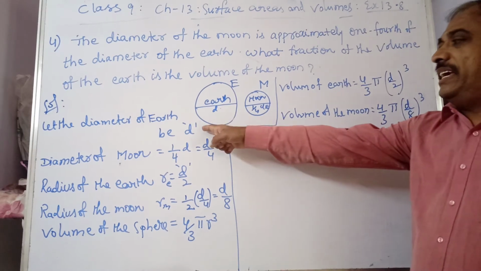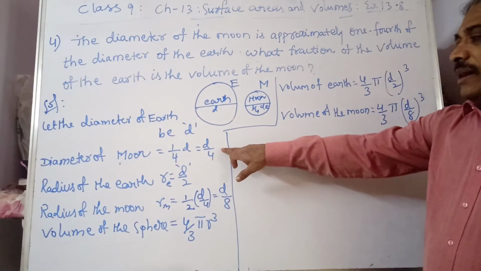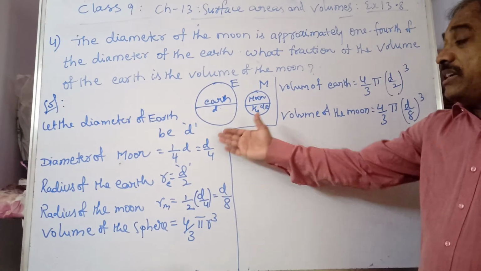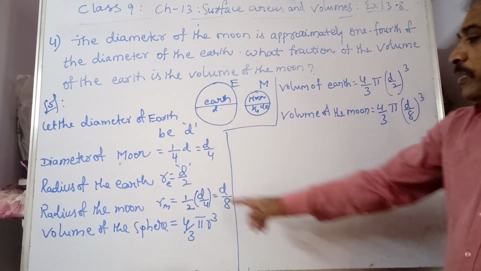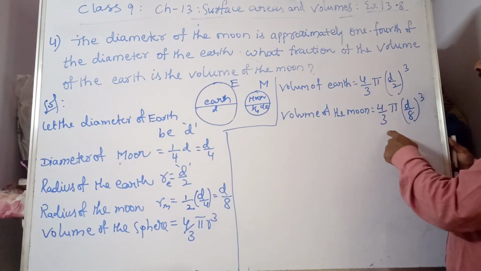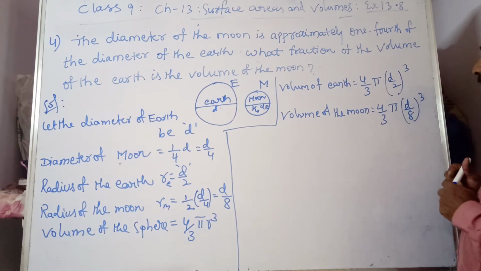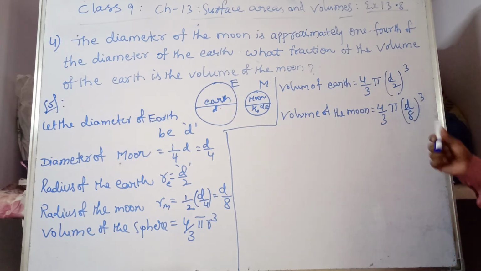So we are taking d as the diameter and radius is nothing but d by 2. Moon diameter is d by 4. Its radius is half of d by 4, which is nothing but 2 4s are 8, d by 8. So 4 by 3 pi d by 8 whole to the power 3.